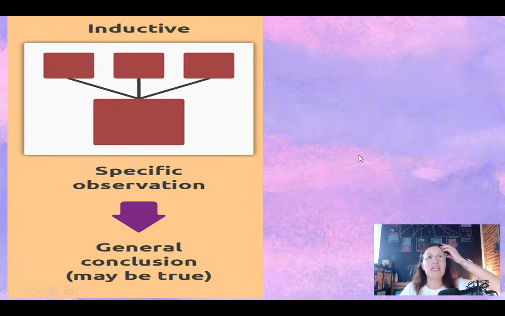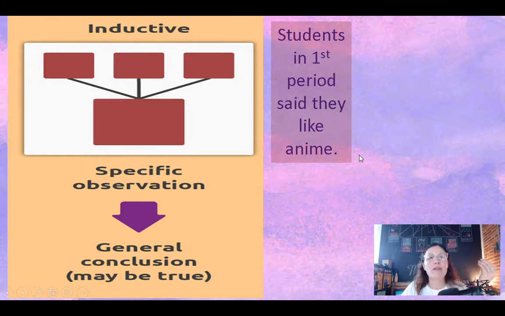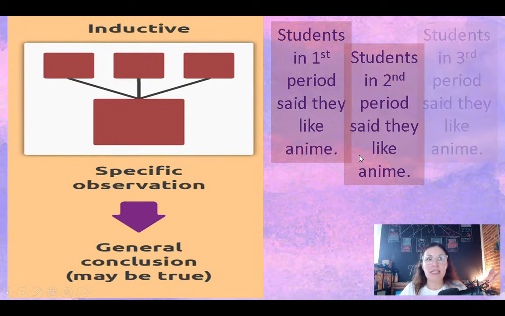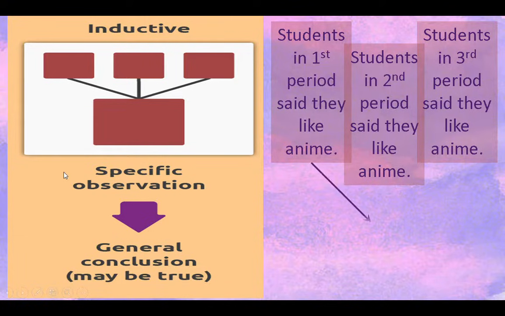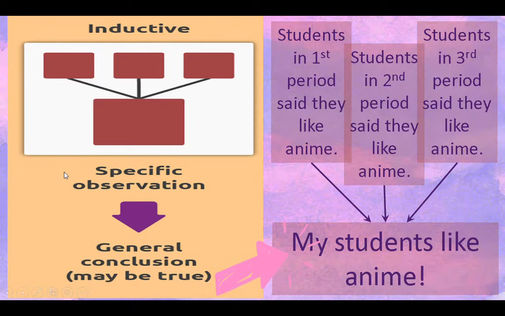Here's another example of inductive reasoning. Students in my first period said they like anime. Students in my second period said they like anime. Students in my third period said they like anime. I could reasonably conclude my students like anime. However, I cannot conclude that every single one of my students likes anime. You're making a general conclusion with the available evidence.